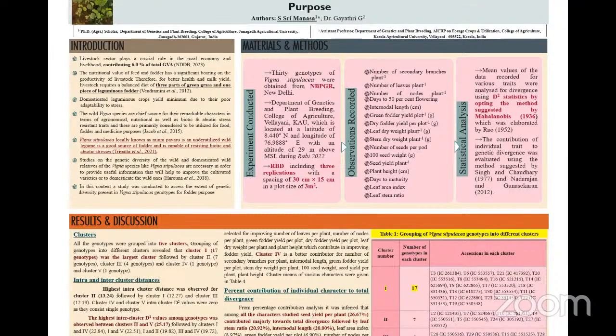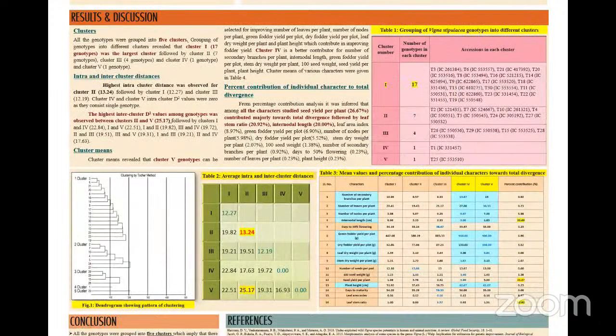Coming to results and discussion, all the genotypes were grouped into 5 clusters, which shows that considerable diversity among genotypes is present. Here you can see in table 1, among all the clusters, the largest cluster is the first cluster with 17 genotypes, and the same is shown in a dendrogram, figure 1. There, cluster 1 was with 17 genotypes and the 4th and 5th clusters had single genotypes.